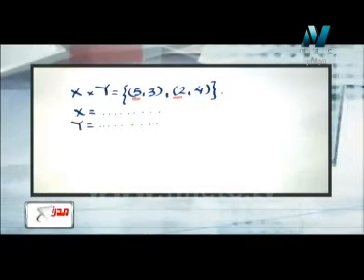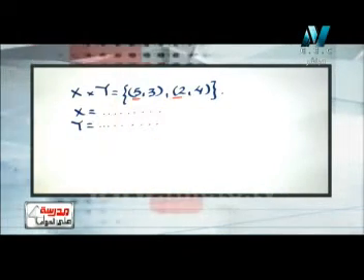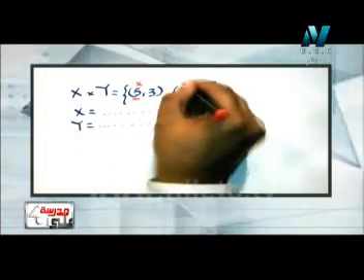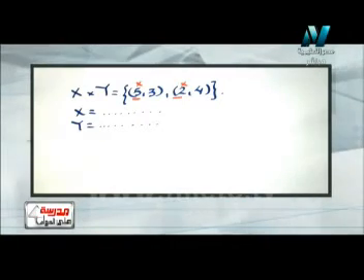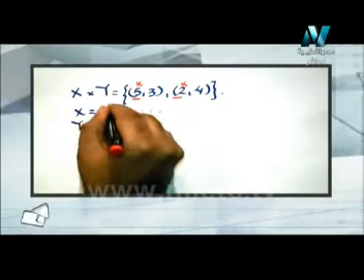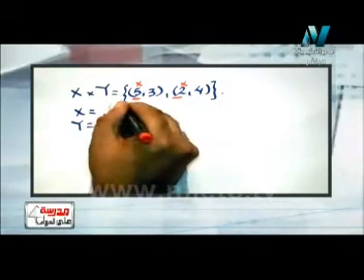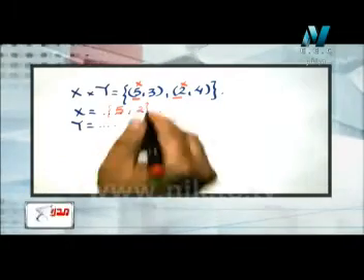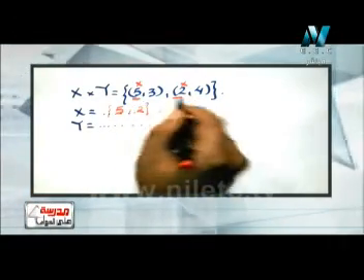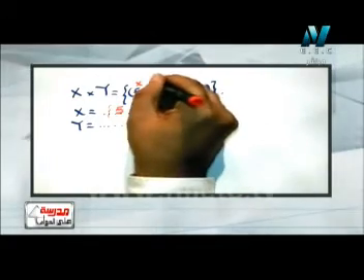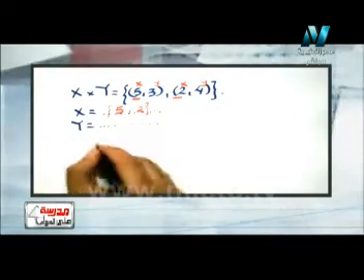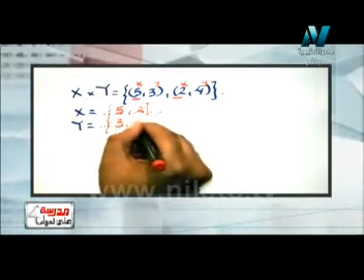We say that the first number in the ordered pair represents x. So we can put here x equals the set of 5, 2. But what about y? The first numbers are x, so the second numbers will be y. So the set of y equals the set of numbers 3, 4.